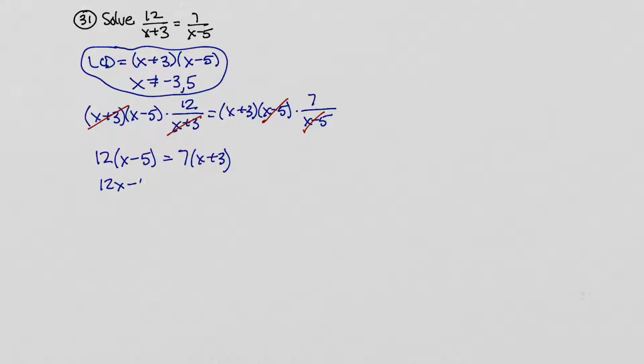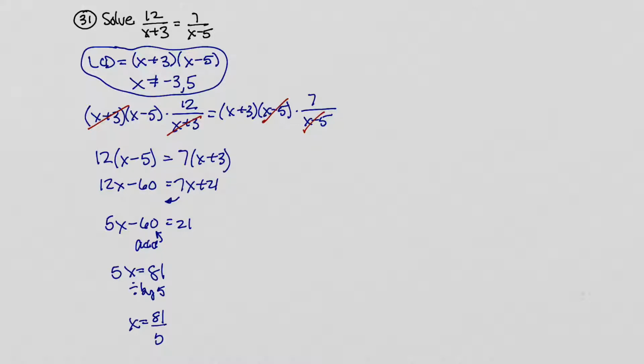We'll get 12x minus 60 equals 7x plus 21. Why don't we get all the x's on the left side, since we have 12 over there and only 7 on the right. So we'll subtract 7x from each side. 12x minus 7x is 5x, minus 60 equals 21. Let's add 60, right? So the plan now is to add 60. So we'll get 5x equals, now we're going to add 60, that'll give us 81. And then we're going to divide by 5. So we'll get x equals 81 over 5.